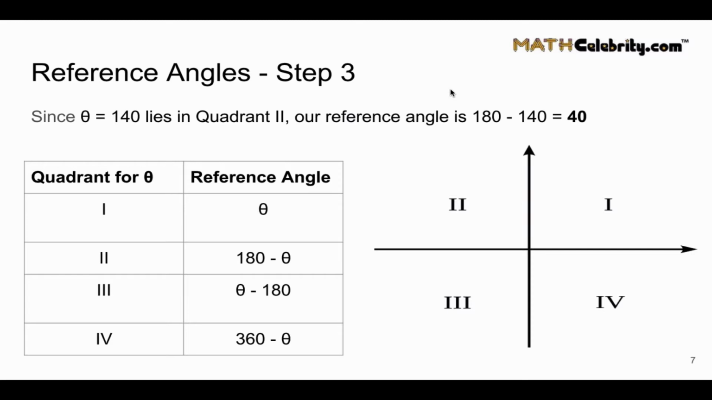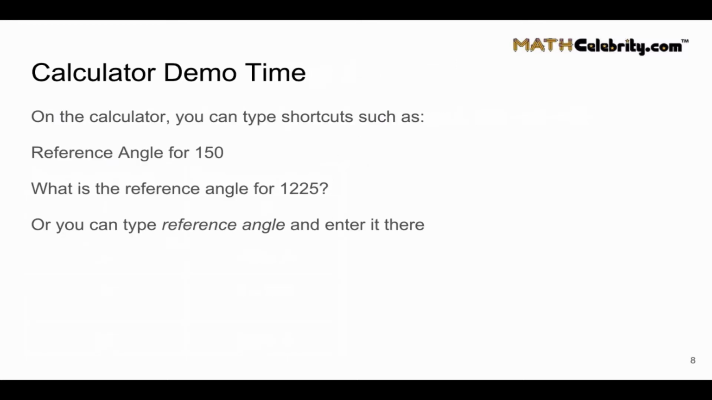Now, I hope you drill these 3 steps into your head. After you do these problems a few times, it almost becomes second nature. Take your angle. If it's not between 0 and 360, get it there. That's your new angle. If it is between 0 and 360, that's your angle. Step 2, find your quadrant. Step 3, find the reference angle for your quadrant.